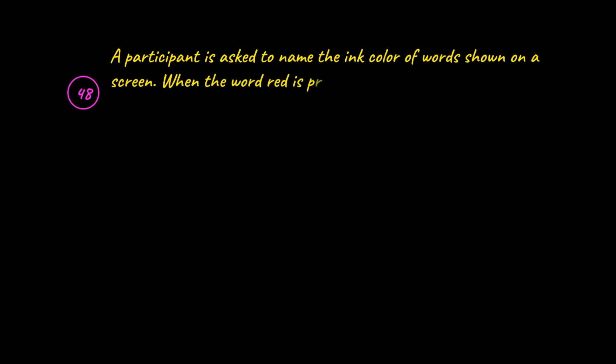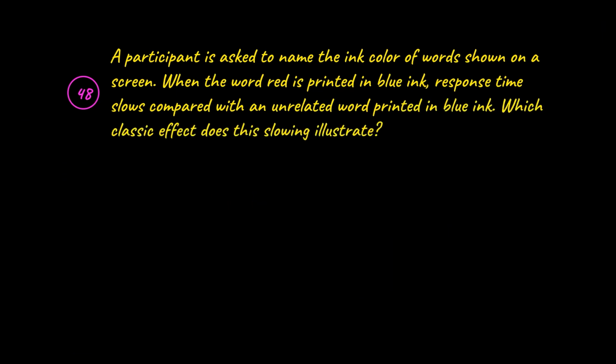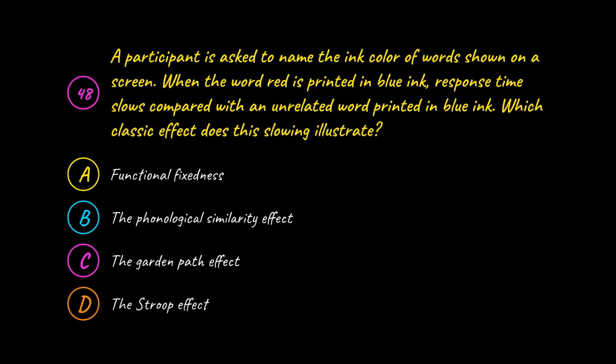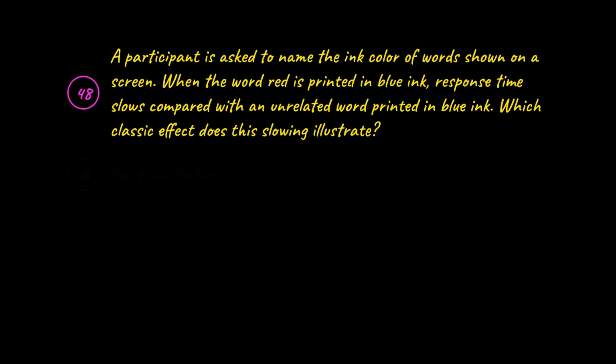Question 48. A participant is asked to name the ink color of a word shown on a screen. When the word red is printed in blue ink, response time slows compared with an unrelated word printed in blue ink. Which classic effect does this slowing illustrate? Your options are A. Functional fixedness, B. The phonological similarity effect, C. The garden path effect, D. The Stroop effect. Got a guess? Lock it in. The correct answer is D.